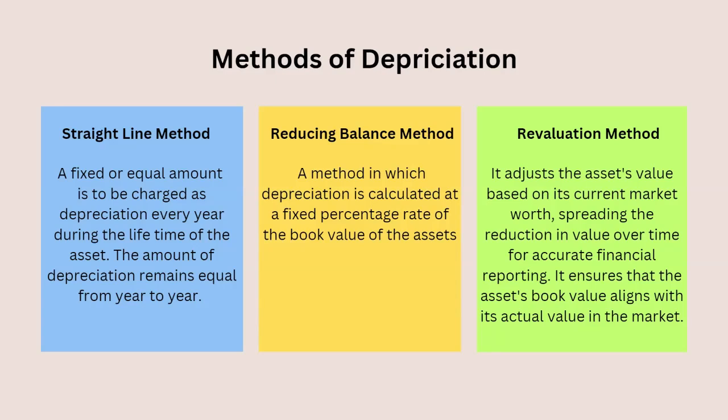For the straight line method and the reducing balance method, it depends upon accountant to accountant and business to business, how much you want to reduce. But when we talk about the revaluation method, we use the current market value of the asset. We see the worth of the asset in the market, and then we do the calculations required.